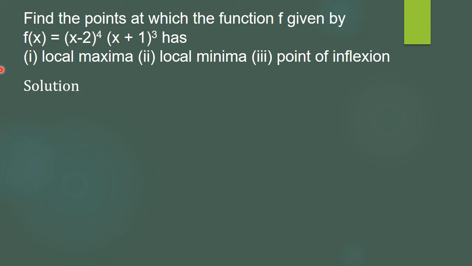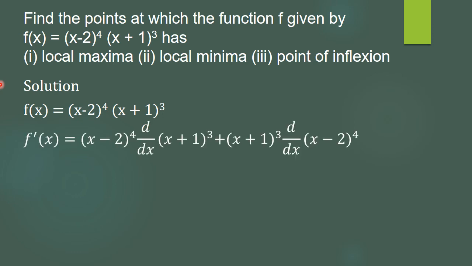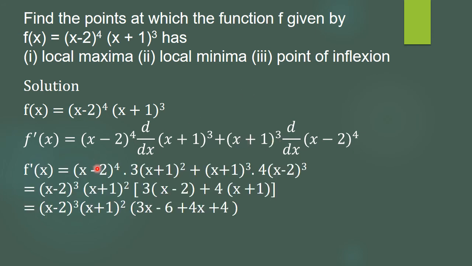Now for that, as the function is given (x minus 2) raised to 4 into (x plus 1) whole cube, we will first find out f dash of x. For that we have to use the product rule: first times derivative of the second plus second times derivative of the first. After simplifying, we get (x minus 2) raised to 4, the derivative of (x plus 1) whole cube will be 3(x plus 1) whole square, plus (x plus 1) whole cube, and the derivative will be 4(x minus 2) raised to 3.